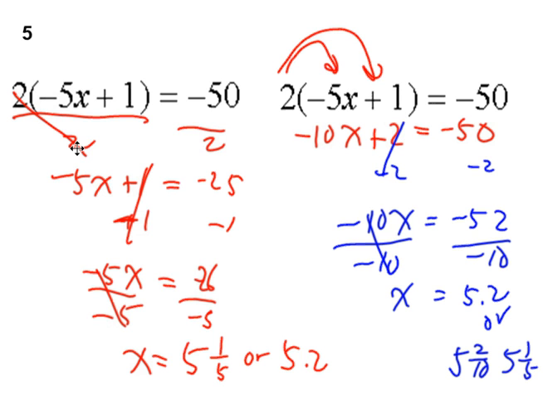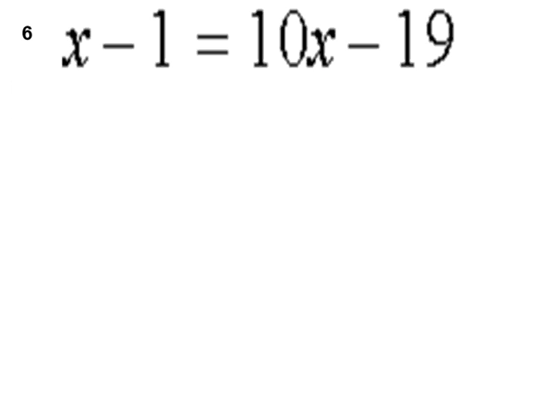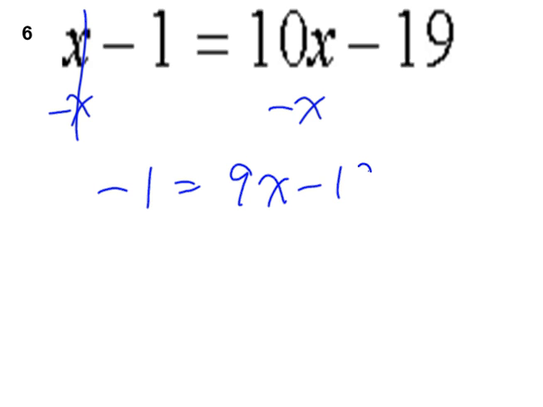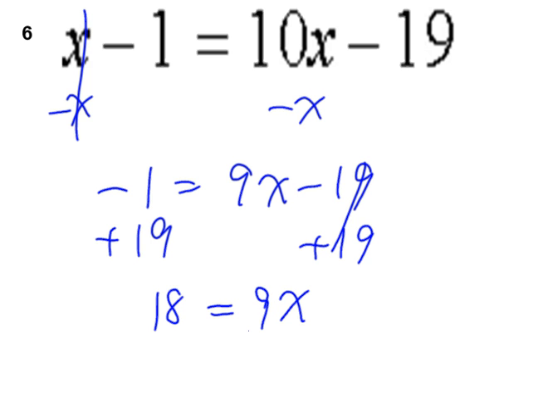Okay, and question 6. There are variables on both sides of the equation here. So when you have that, remember what we said in the last video, it's important to get rid of the variable from one side. So I'm going to subtract, or put a negative x, on both sides. That gets rid of my positive x. Leaves me with negative 1 equals 9x minus 19. Now I have a constant of 19, which I'm going to add to both sides. 9x equals 18. Divide both sides by 9, and x will equal 2.